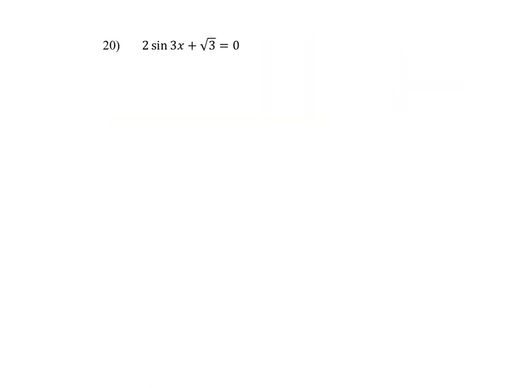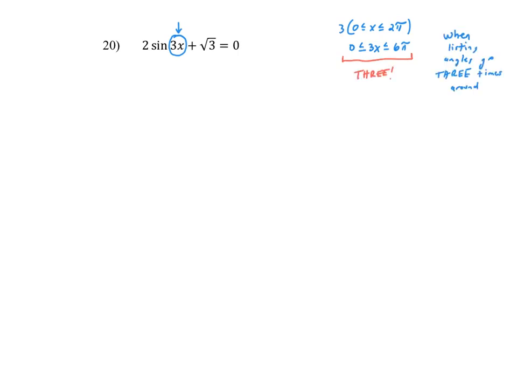Number 20, 2 times the sine of 3x plus root 3 equals 0. First, go over here. Our solutions have to be between 0 and 2 pi inclusive. The angle is represented by a 3x this time, so multiply all this by 3. We see that 3x is between 0 and 6 pi inclusive. 0 to 6 pi is 3 times around the unit circle. So when it comes time to list our angles, we have to go around that unit circle 3 times.